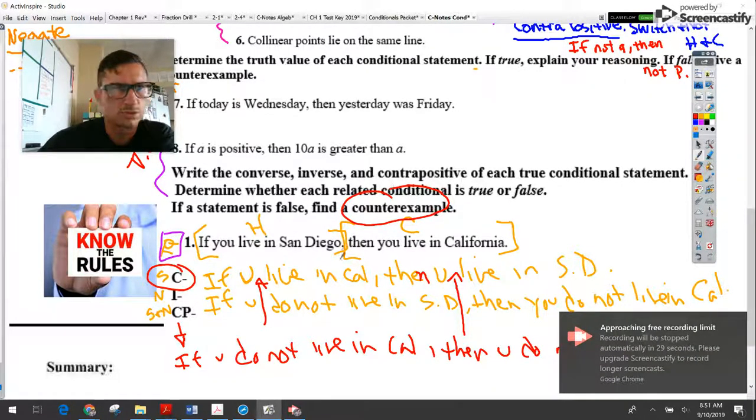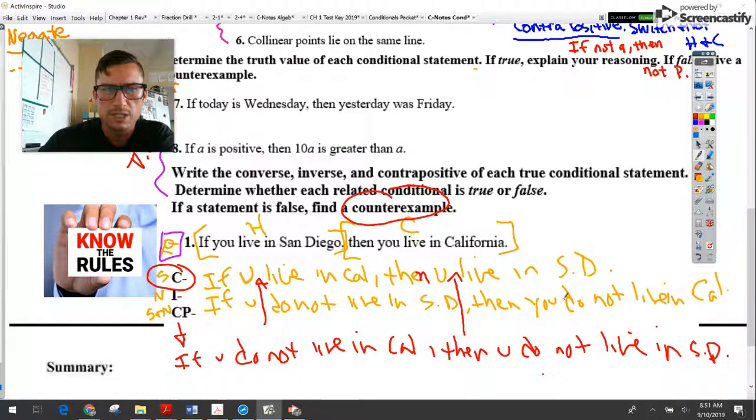Last one, if you don't live in California, then you don't live in San Diego. And that would be false as well. So you can use the counterexample. The other one about if you don't live in San Diego, then you don't live in California, you could use LA as the example. And then San Diego, Montana would go for the last one on the contrapositive. So all those statements you could prove false.